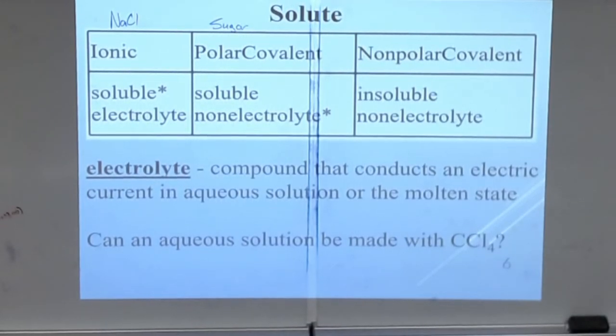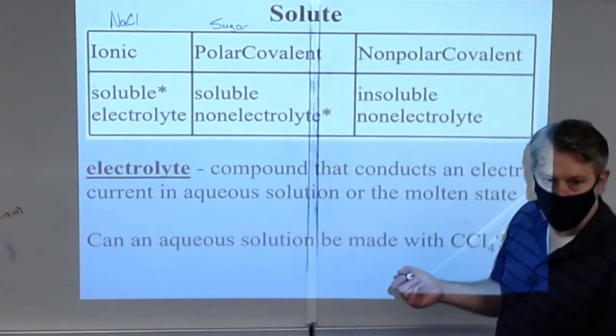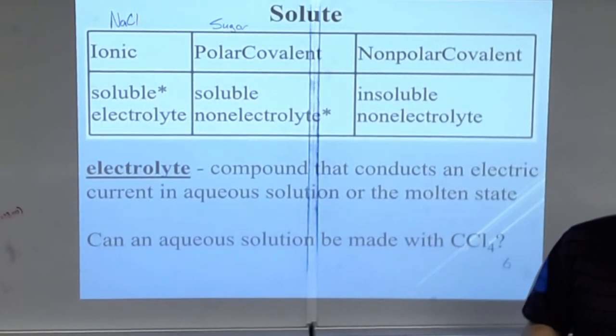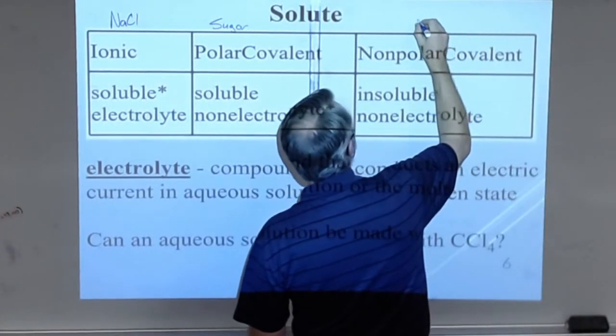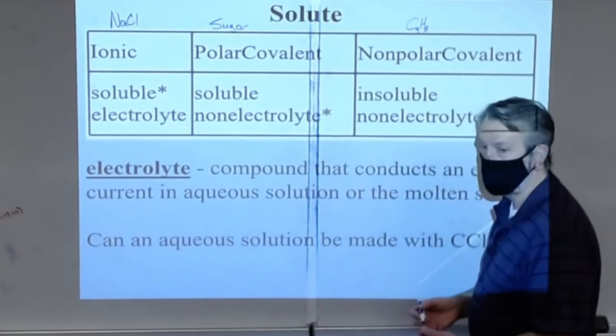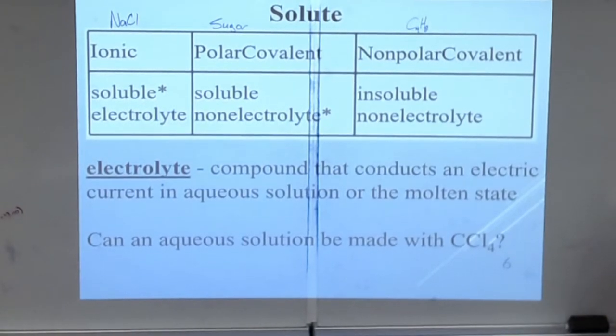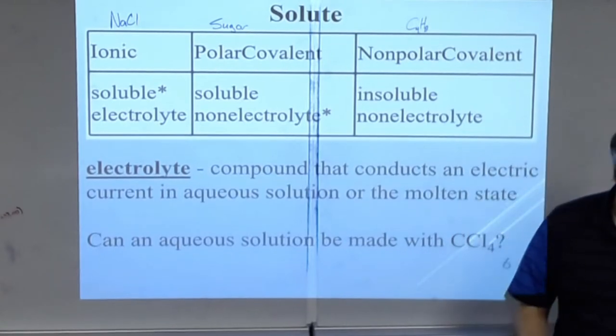A non-polar covalent is not going to be soluble in water. Okay? Methane would be an example of that, CH4. Or we could even do one of these other things, C4H8. Any of those things are going to be non-polar covalent. And they too are non-electrolytes. Covalent tells me it's not going to be an electrolyte. It doesn't have any ions.